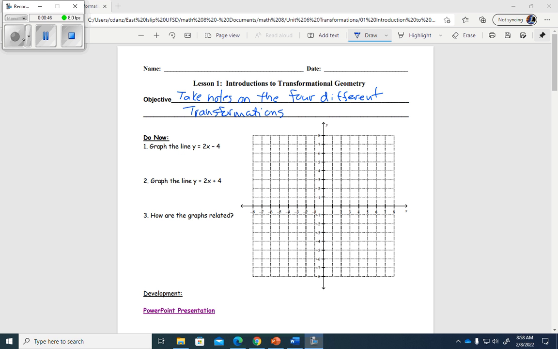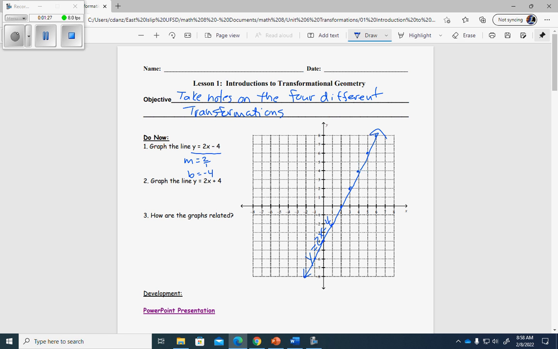So we'll do this do now together. It really is just review of graphing. When it's in y equals mx plus b, I could see that the slope is 2, or we like to write it as a fraction, 2 over 1, and the y-intercept is negative 4. So we start at the y-intercept, and we go up 2 to the right 1. It's important to put arrows at the ends of the line. It's important to label the line.